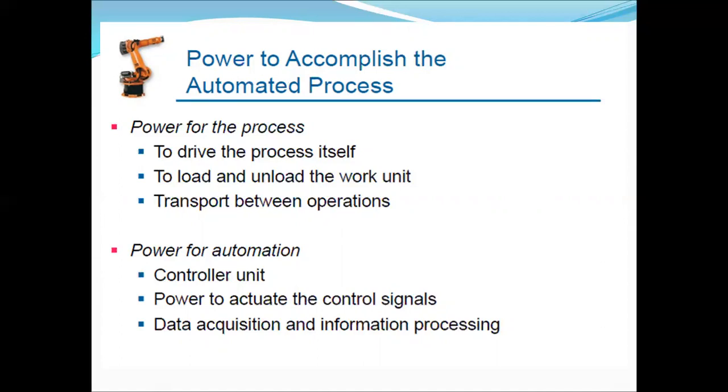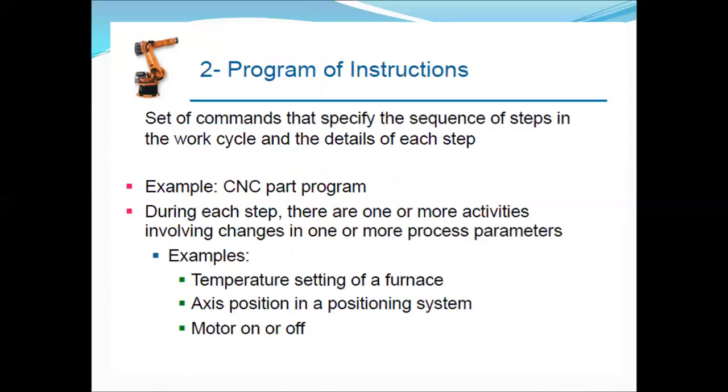The next is the transport between the operations. When one operation is completed, the part needs to be moved very quickly to another station for the next operation. The transport is also done with the help of power, where we can use AGVs and conveyor belts which run on electricity. Next is the power for automation. This means the controller unit requires power, and sometimes power is also used to actuate the control signals, data acquisition, and information processing.